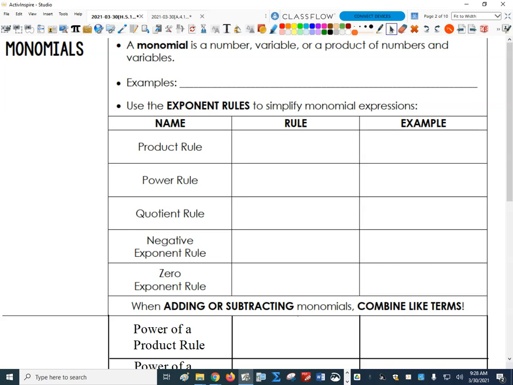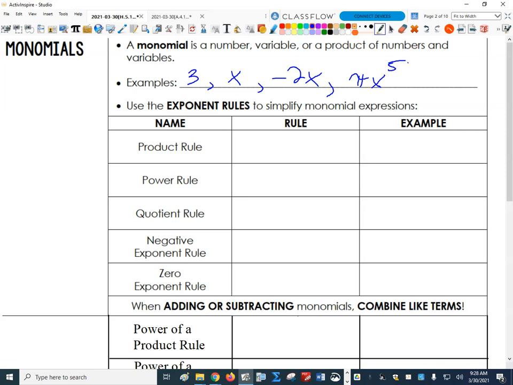Or if we don't get to it today, it'll be next time. A monomial is just a single term. Mono means one. So it could be a number, it could be a variable, or it could be a product of a number and a variable. Those are our options for a monomial. Examples would be things like 3 or x or negative 2x or pi x to the fifth. Those are all just examples of monomials.